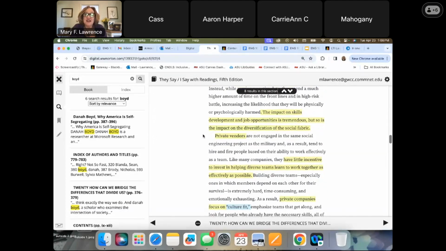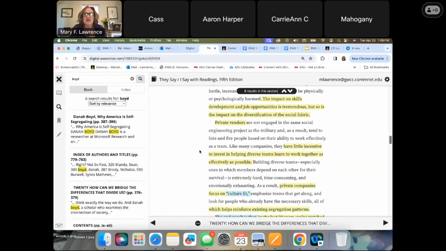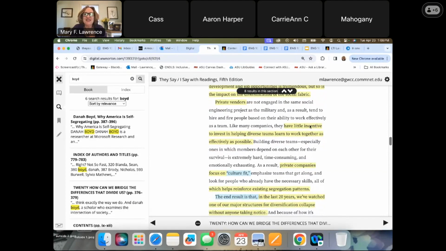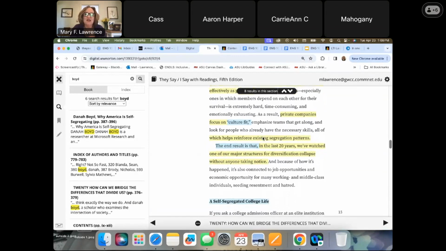So the military then got involved with privatization, hiring vendors that are not dedicated to the same goals and ideals. And basically they're just in there to make money, to hire and fire people. They have little incentive to invest in helping these diverse teams learn to work together. So these private companies instead focus on culture fit, having people that already believe the same things and get along, and again, reinforcing this segregation in the military.